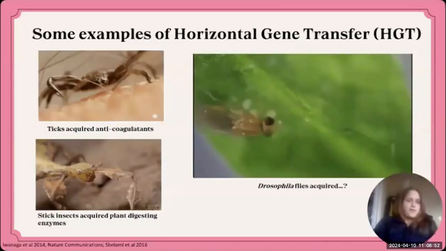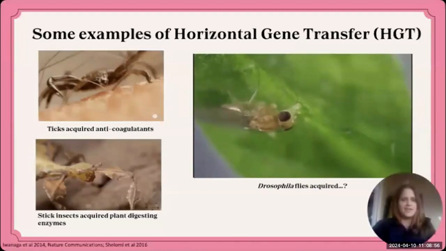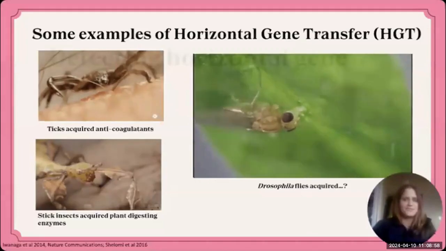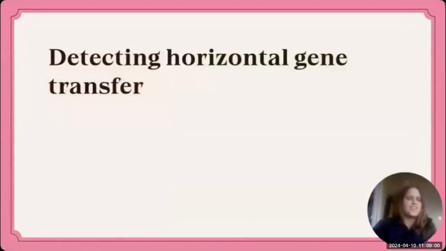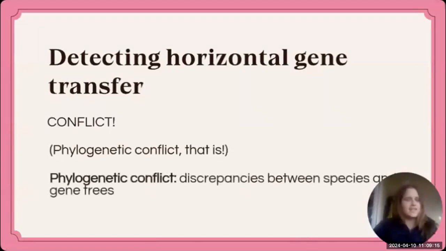But how do we look for horizontal gene transfer in the genome, you ask? Well, that's what the next slide is about. The way that we detect horizontal gene transfer is through conflict, or as I like to say, drama. Specifically, the type of conflict we're looking for is phylogenetic conflict. Phylogenetic conflict is a discrepancy between the species tree and a gene tree.